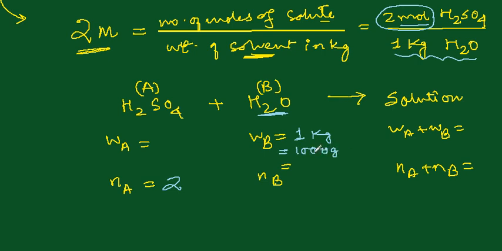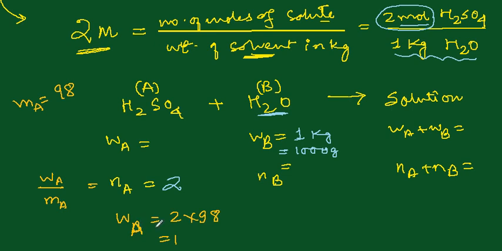Okay, so the number of moles for the sulfuric acid is weight over molecular mass, and we know that the molecular mass of sulfuric acid is 98. So that means the weight of A that we'll get is 2 times 98, that is 196. So we can write it here as 196. So 196 plus 1000 would be 1196 gram.